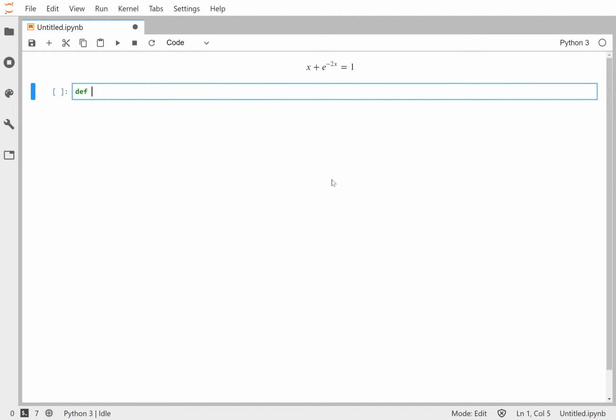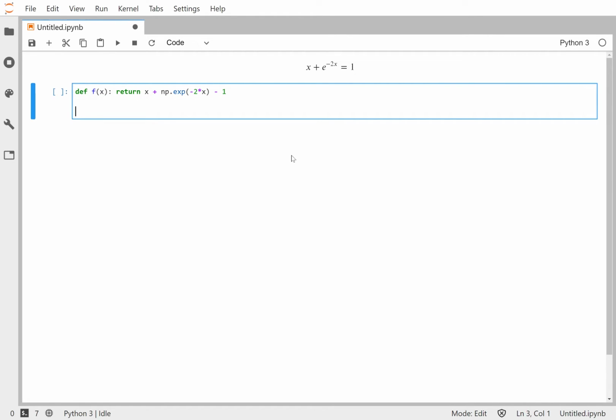First thing I need to do is write my function in the form f of x equals 0. So I have to type it a little bit differently than what I see printed above here in the markdown cell. Basically, I just want to move this 1 to the other side of the equation. So it's going to look like x plus exponential negative 2 times x minus 1.